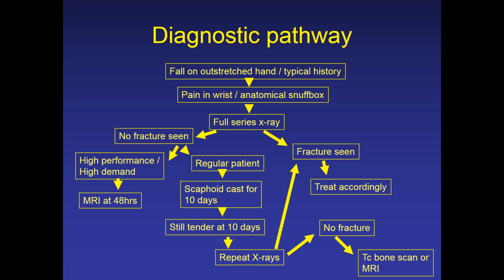If there's still no fracture, then we go towards the technetium bone scan or MRI. And mostly these days, it would be an MRI. But you always get this patient, a high-demand patient. What are we going to do? And really, the only thing to do is an MRI scan. It's being the most sensitive, other than a bone scan, but these days not many people are doing that.